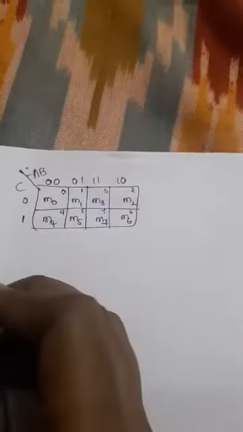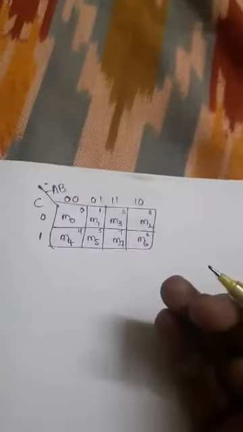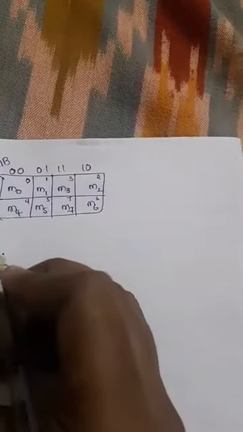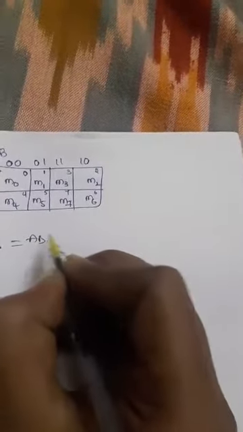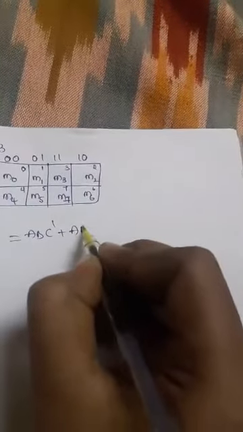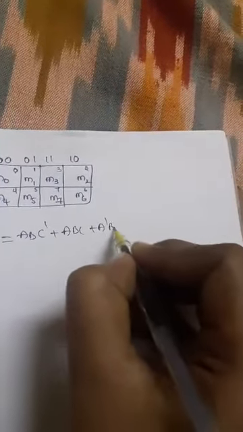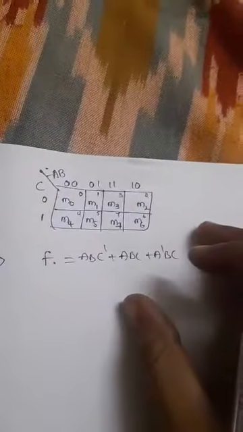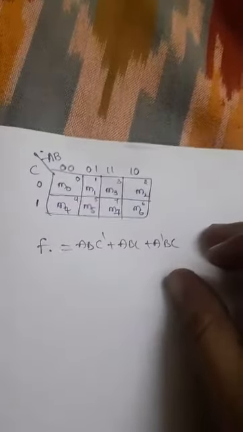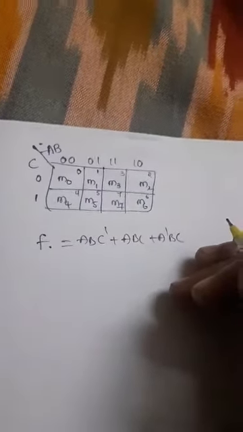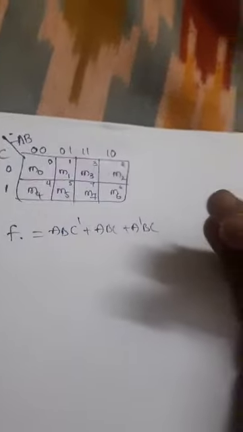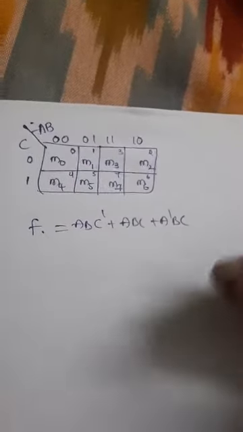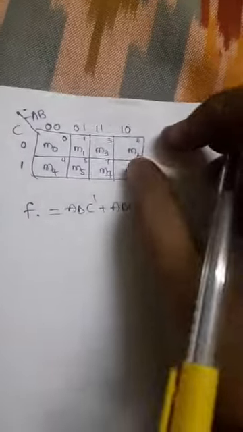Okay, so if you are having, for example, any Boolean expression, it may consist of terms like this. For example, F equals the sum of ABC complement plus ABC plus A complement BC. For example, if you are having a Boolean expression like this, how to solve it we'll see in the next class. Okay, so in the next class we'll see how to minimize that Boolean expression by using K-map.